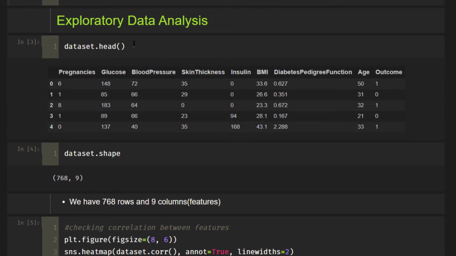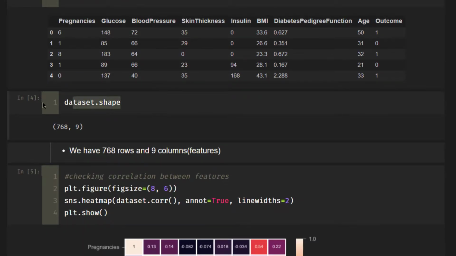First step, we check the first 5 rows. That's just a general way of doing it, to get a sense of what values are present in the dataset. Then I check how many rows and columns are present. It turns out that there are 768 entries and 9 columns, or 9 features, if you will.